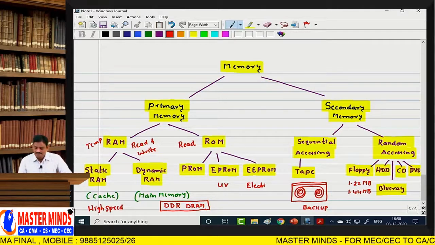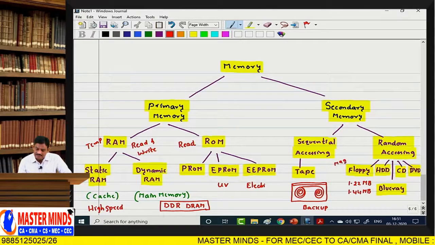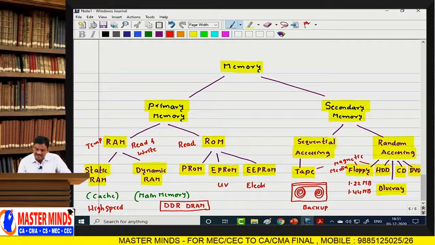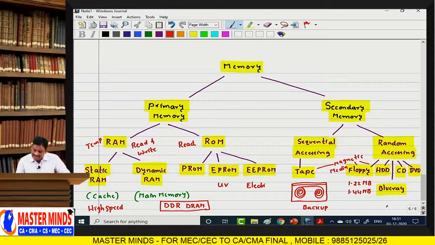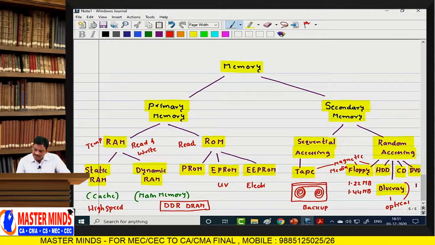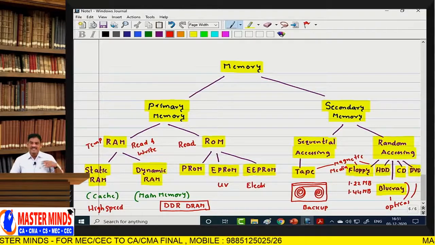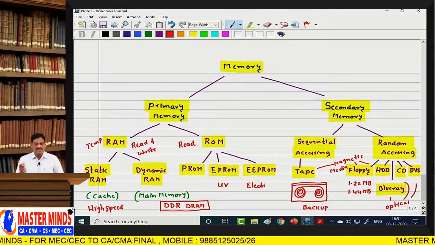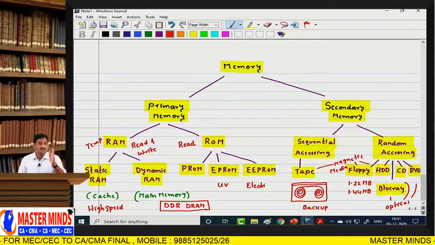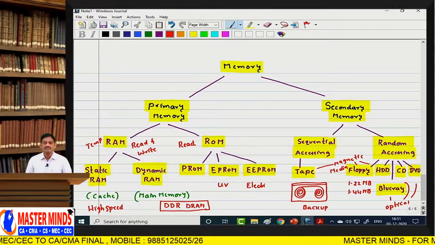Floppy disk, magnetic tape, hard disk, these three come under magnetic media. CD, DVD and Blu-ray come under optical media. Random access memory, read-only memory come under semiconductor media, isn't it?